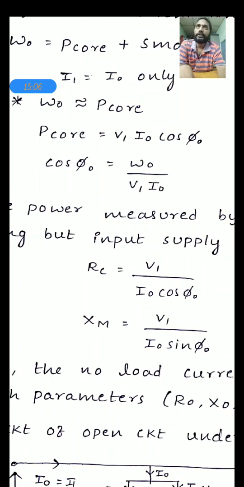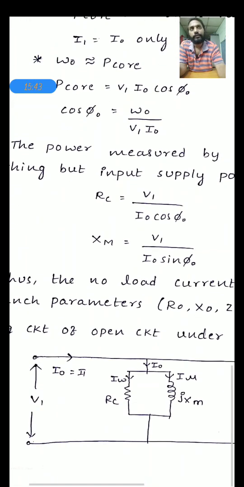Once you know the value of cos phi naught, it is very easy to obtain the value of phi naught, that is cos inverse of W naught by V1 into I naught. Suppose phi naught is 30 degrees. Once you know the value of phi naught, sin phi naught can be easily calculated. If you have these two values, cos phi naught and sin phi naught, it is very easy to find the values of core loss resistance RC and magnetizing reactance XM.